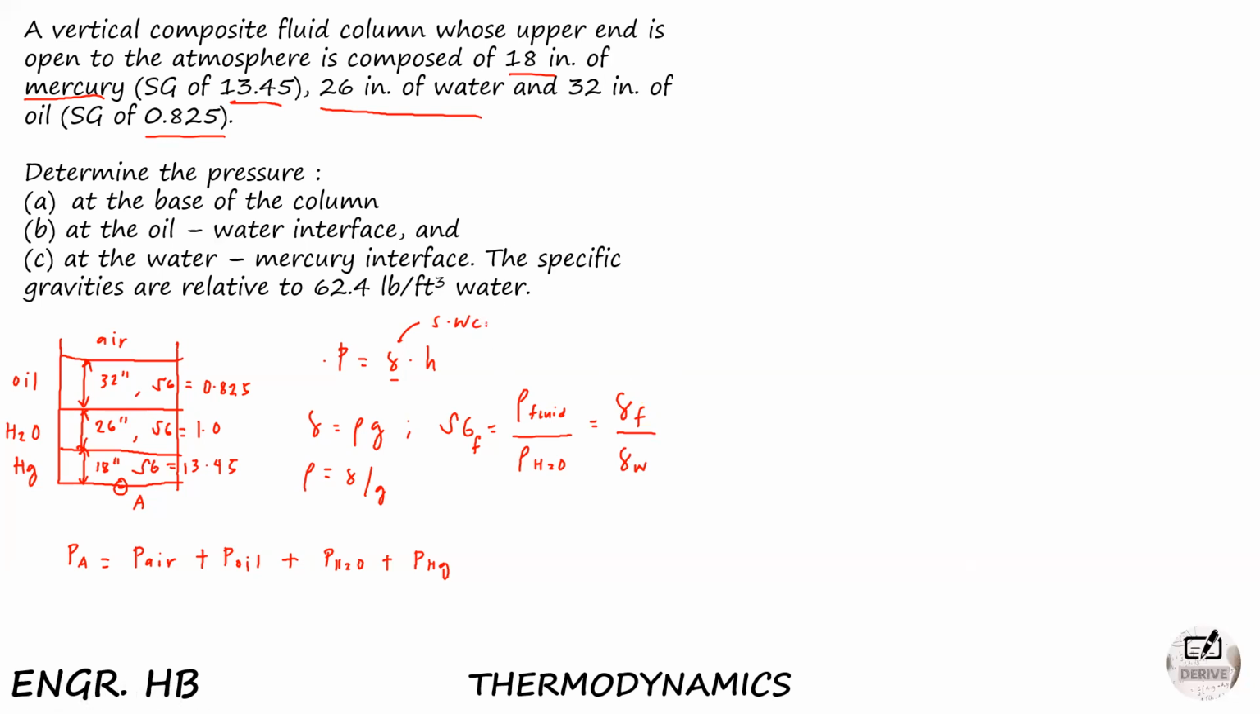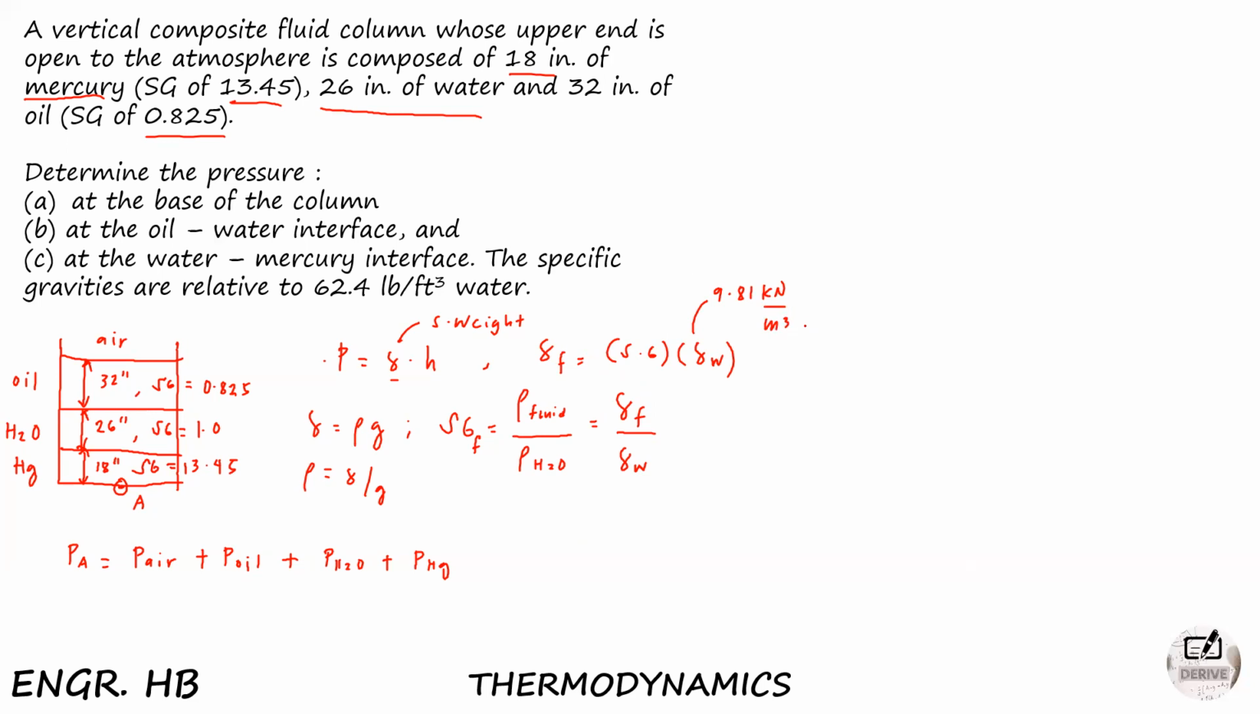Palitan natin ito ng weight. Specific weight. Ayan, kasi makakancel na yung gravity. So, the SG of a fluid is equal to the ratio of its specific gravity. Ibig sabihin, ang specific weight ng given na fluid is equal to given na specific gravity niya times specific weight ng water. And we all know that the specific weight of water is 9.81 kilonewton per cubic meter.